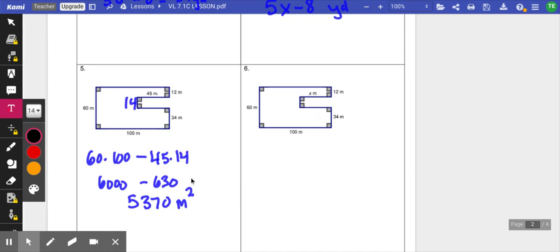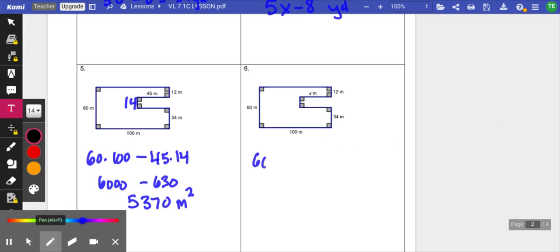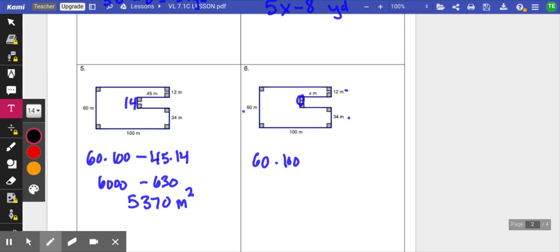I'm going to go through the same process. Now I have variables. This is still 60 by 100, so I'm still writing that part down. 60 by 100. I still have to figure out what this is. And I know that 12 plus 34 plus whatever that is has to add up to 60. So that's still a 14. But now my width is an x. So I'm subtracting 14 times x. So I get 6,000 minus 14x meters squared.